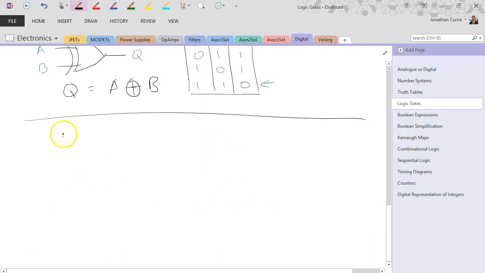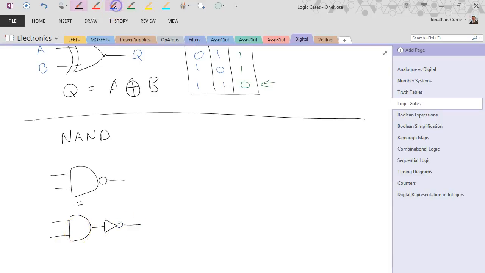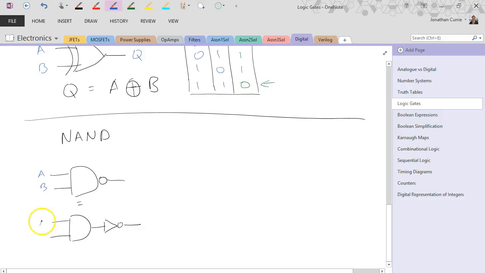There are other variations to these, which are basically the same gate with a NOT gate built in. So this is the same as, for example, drawing that, except the little arrow is dropped just to make it a little bit more convenient to draw. So these are equivalent. And this is what's known as a NAND, or NOT AND.